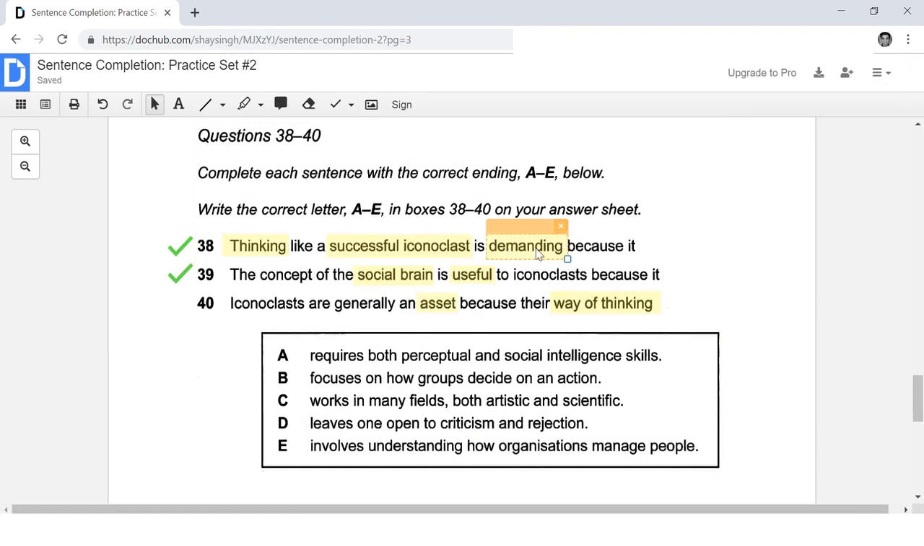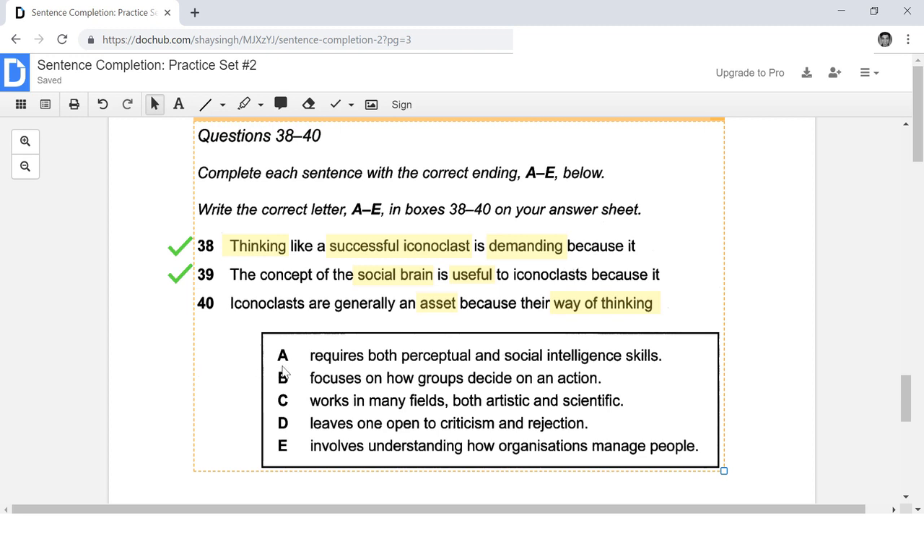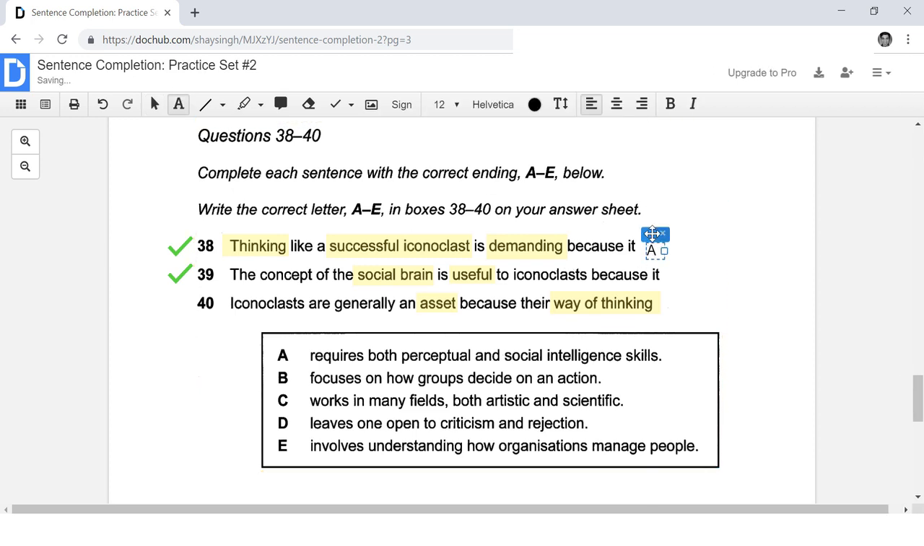So, why is it demanding? The correct answer is A. It requires both perceptual and social intelligence skills. So that is our correct answer. It is A.